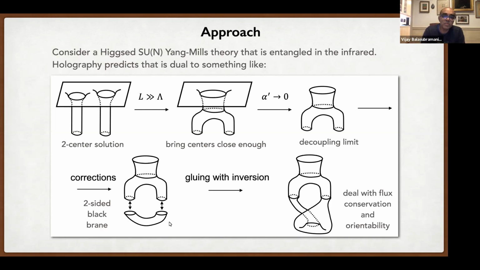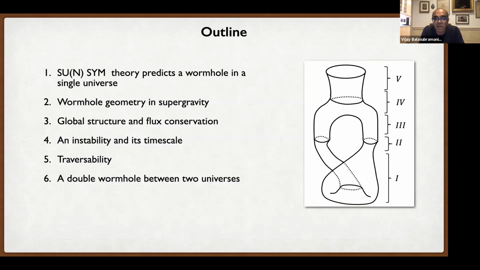Okay, so to summarize, what is the outline of the talk? The overall solution we're going to construct is going to look like this: an asymptotically AdS-5 geometry with two throats, which have, we'll call it poetically, a Klein bottle-like thing stuck underneath that will locally look like the black brane geometry. So we're going to go in 6 steps. We're going to first discuss in detail why SU(N) super Yang-Mills theory predicts a wormhole in a single universe.